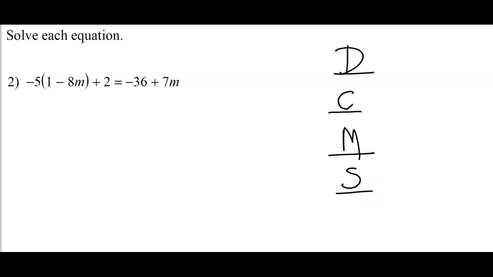Easy to remember. But what the letters really stand for mathematically is the steps we're going to go through to solve it. Distribute, combine, move, and solve. So let me explain these steps as we go. Distribute, you guys know what that means. Anywhere you've got parentheses with a number on the outside, you're going to be distributing that number on the outside.